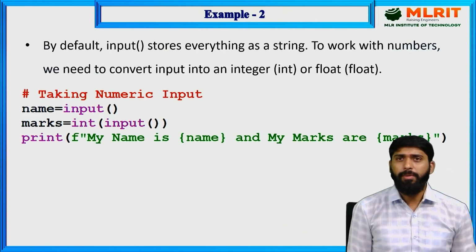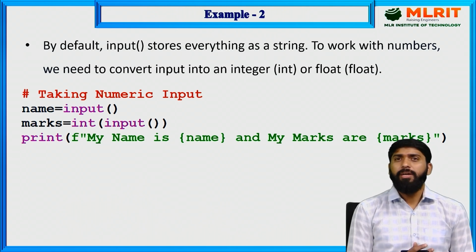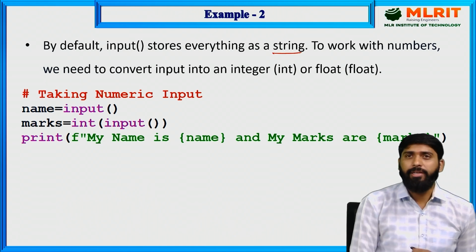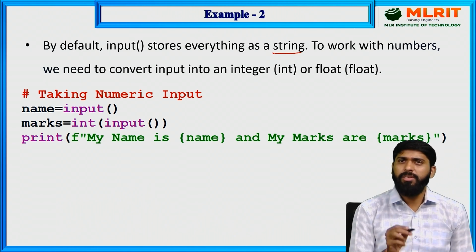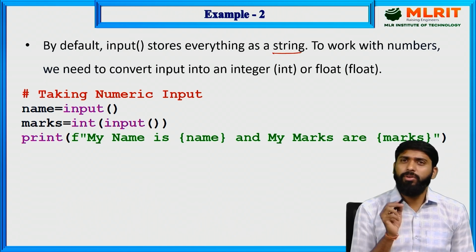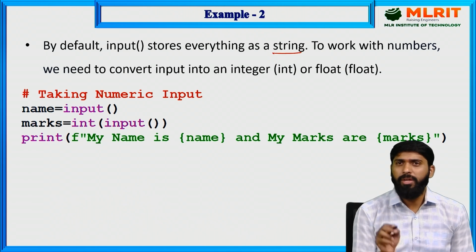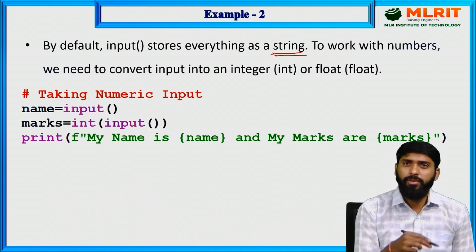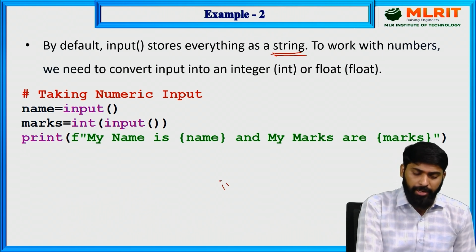Okay. Example 2 regarding reading the numerical values. So now you remember whatever you are reading from the keyboard in Python, that is in string data type. That is in string format. Whatever you are going to read from the keyboard, that is a string data type. But here I want to read the data, numerical data, that may be int or float.